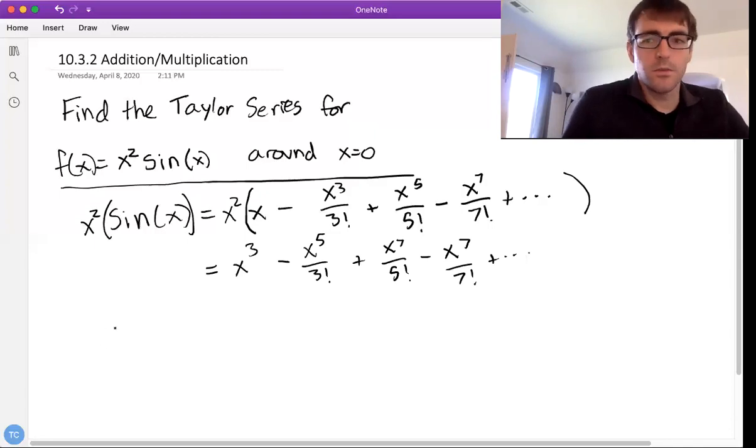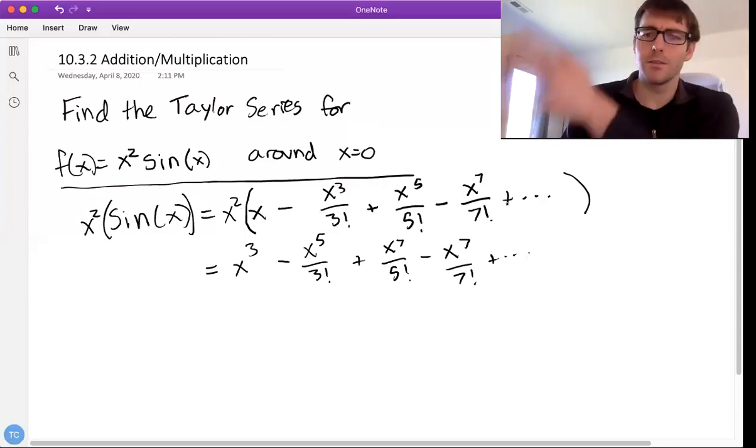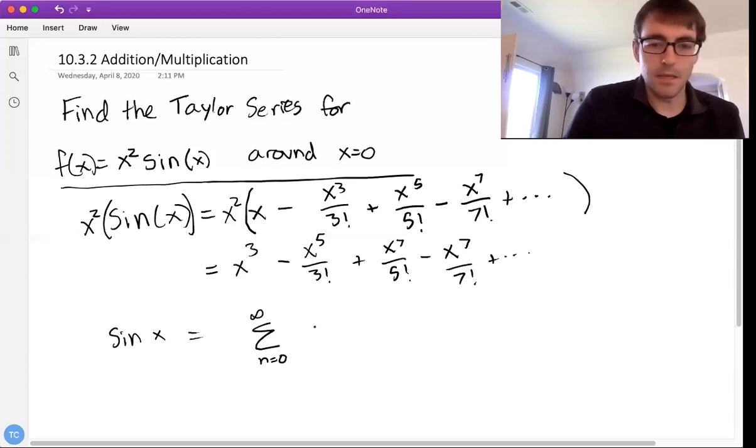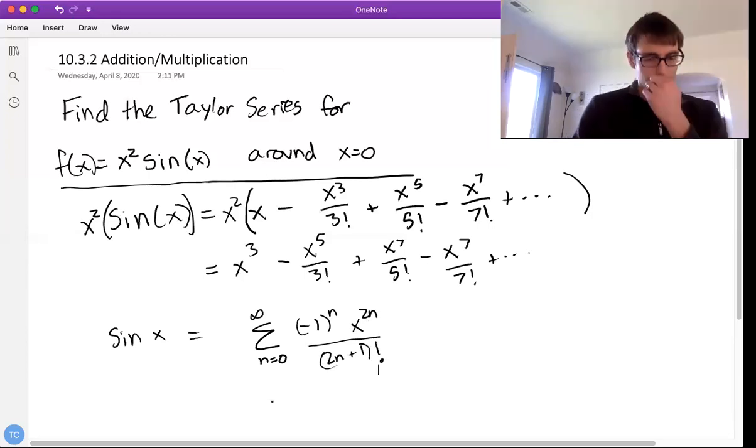I also wanted to mention how this works if we have the direct definition rather than the ellipses, like here are the first 4 terms and it follows a pattern. If we want to work with the summation notation, sine of x happens to be the sum from n equals 0 to infinity of negative 1 to the n, x to the 2n plus 1, over 2n plus 1 factorial.